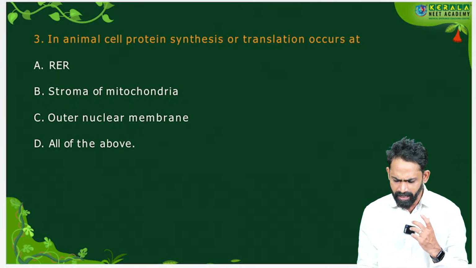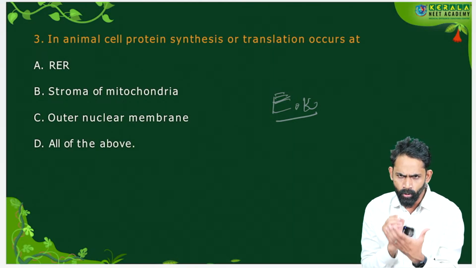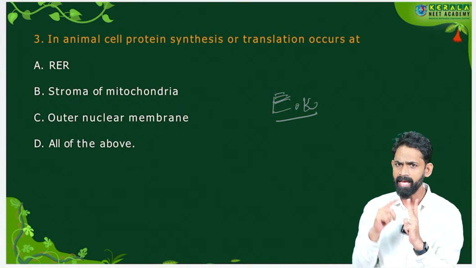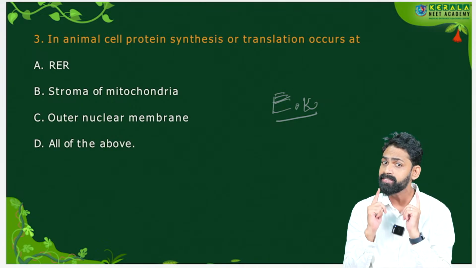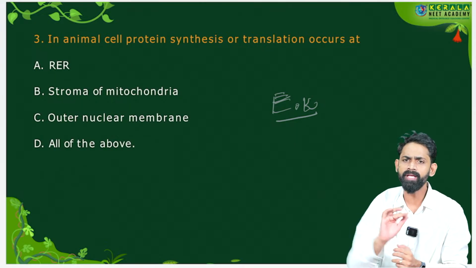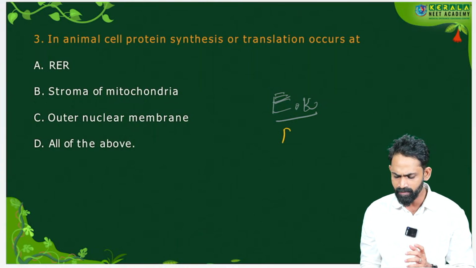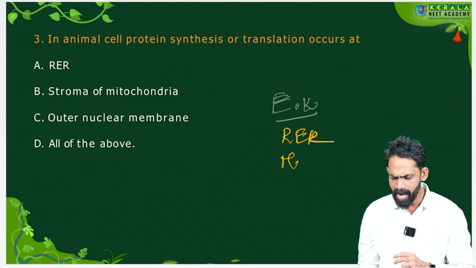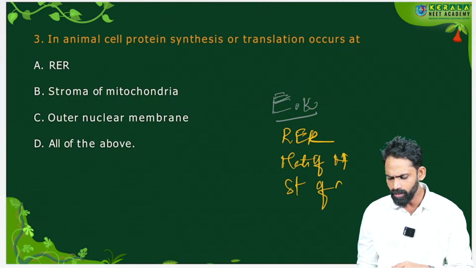For example, if the question comes, in the eukaryotic cell, where is the protein synthesis? In the eukaryotic cell, what do you need to clarify? Protista, fungi, plants, animals, these four kingdoms belong to eukaryotic cells. If you ask what are the locations where protein synthesis takes place in the eukaryotic cell, the first one you need to go for is the RER. The second one is the matrix of mitochondria. The next one is the stroma of the chloroplast.